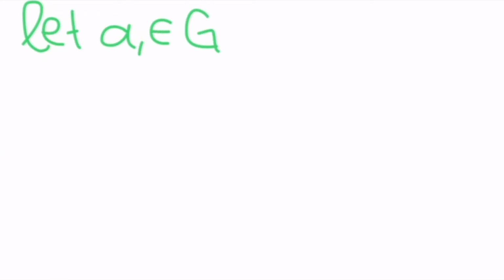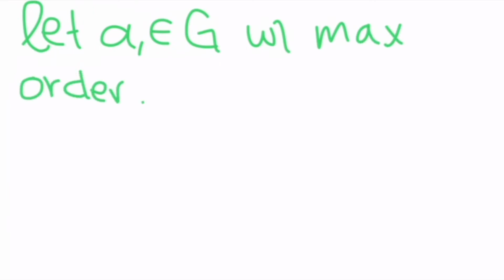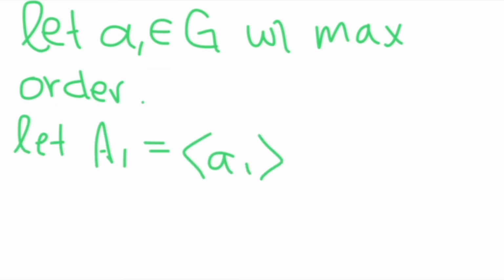Now, let little a1 in G be an element with maximum order. In other words, it has the largest order, which is not equal to the order of G. Now let big A1 be equal to the set generated by little a1. A1 is normal because G is abelian. Therefore, G mod A1 exists.